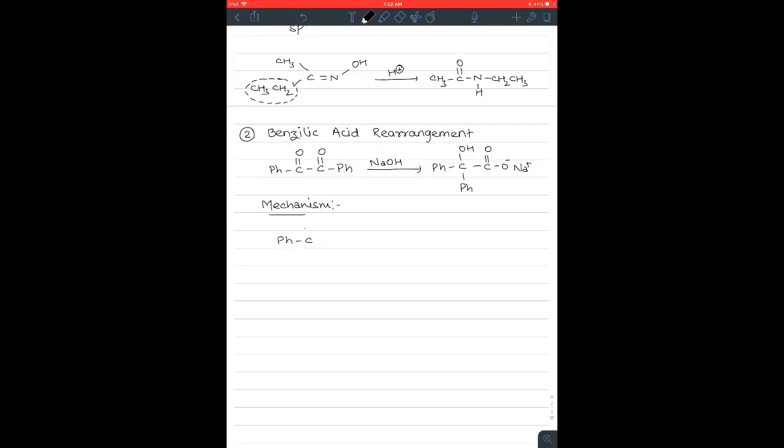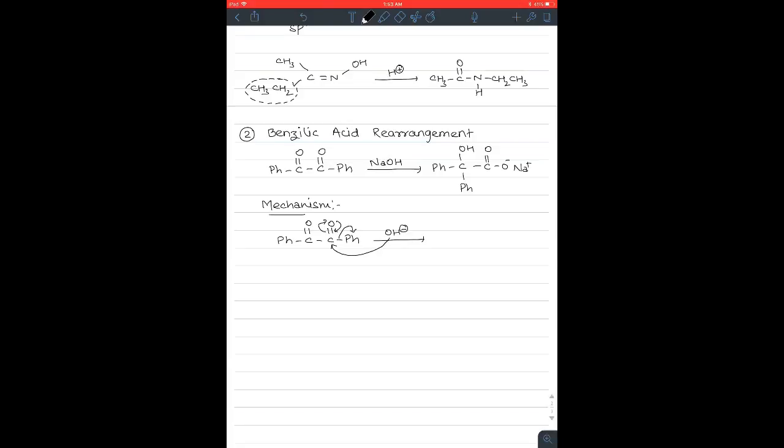First of all, we have Ph, C double bond O, C double bond O, and Ph. And in presence of NaOH, in presence of OH minus, what will happen? OH minus is a nucleophile, so the nucleophile will attack on the carbonyl carbon. If it is attacking, the pi electron will shift to oxygen. In the second step, the pi electron will come back, and this Ph minus will come out.